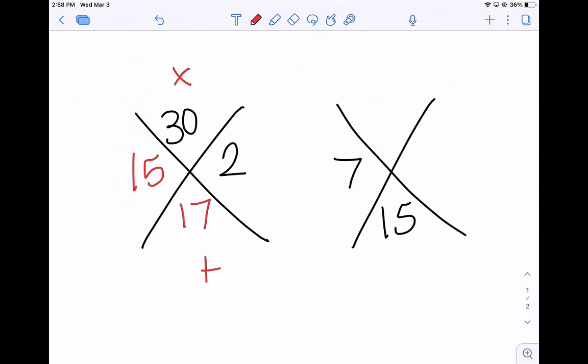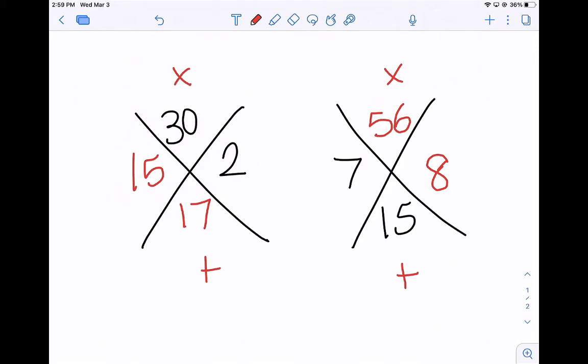For the second problem, again, the top is the product and the bottom is the sum. So since we have the sum is 15, we have to think, all right, 7 plus what number is 15? And that would give us 8. And then we can multiply them together. 7 times 8, what would that give us for a product? And that would be 56.